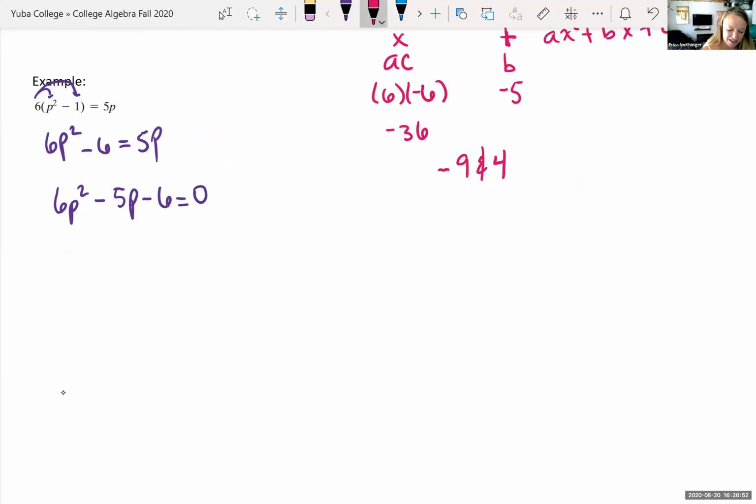So a lot of times in mathematics, we manipulate things in order to make them simpler so that we can solve them. So instead of writing this as -5p, I'm going to write it as -9p plus 4p. So let's rewrite this: 6p squared, and instead of -5p, I'm going to rewrite this as -9p plus 4p, minus 6 is equal to 0.